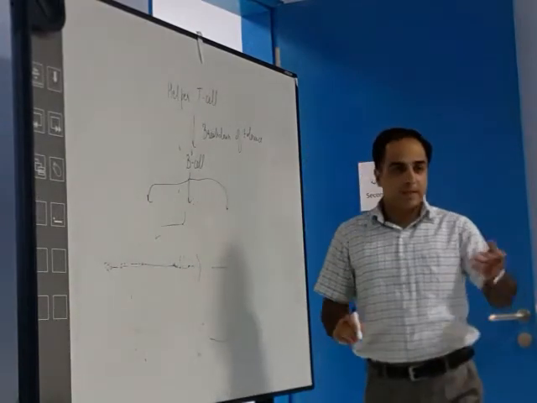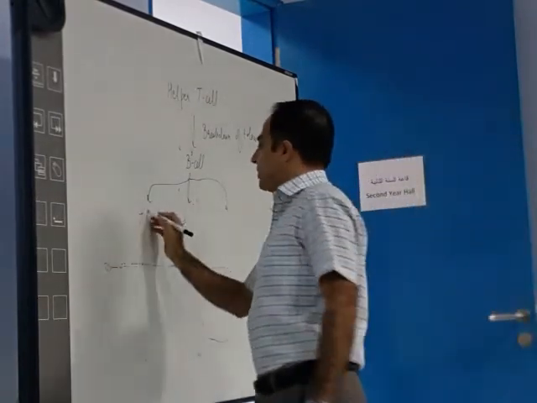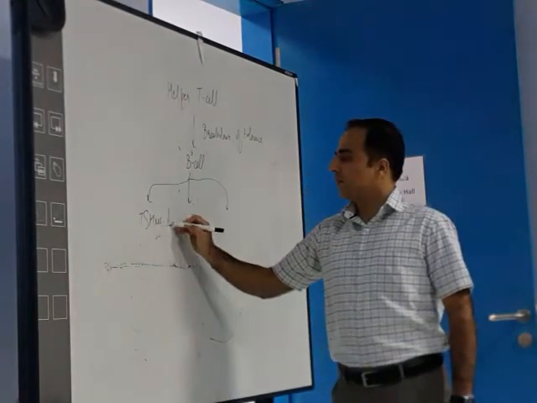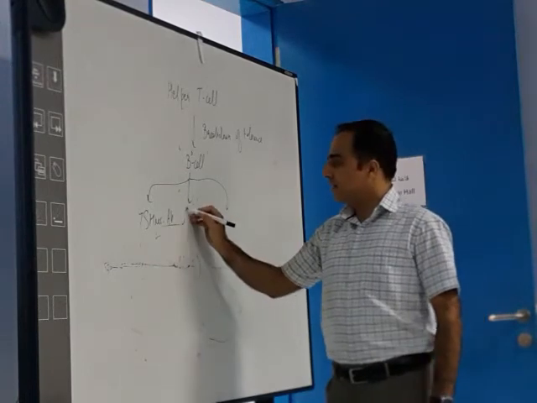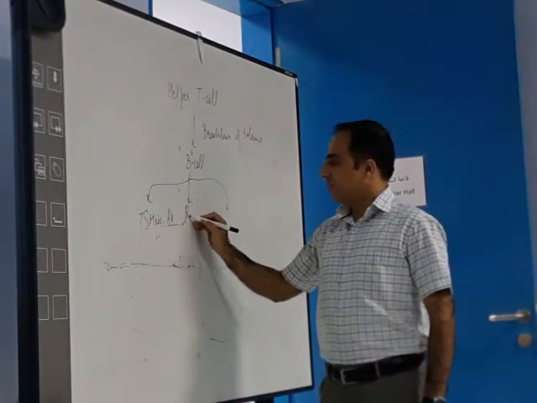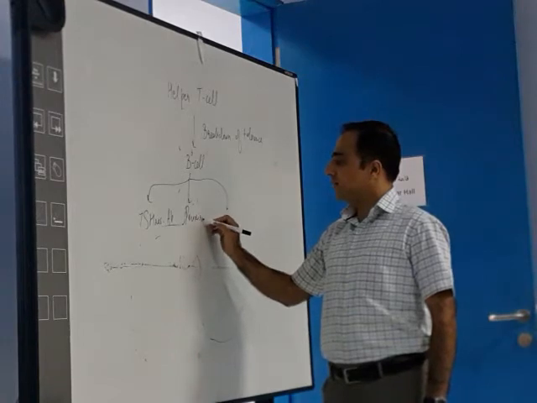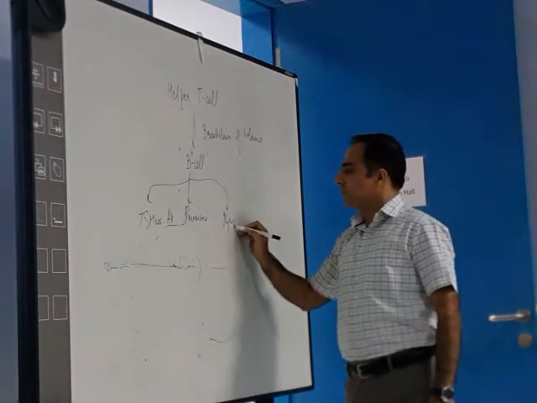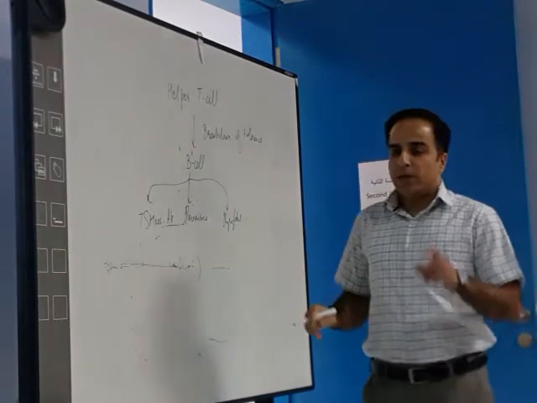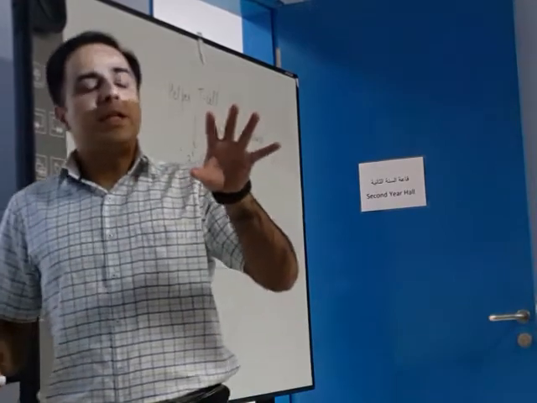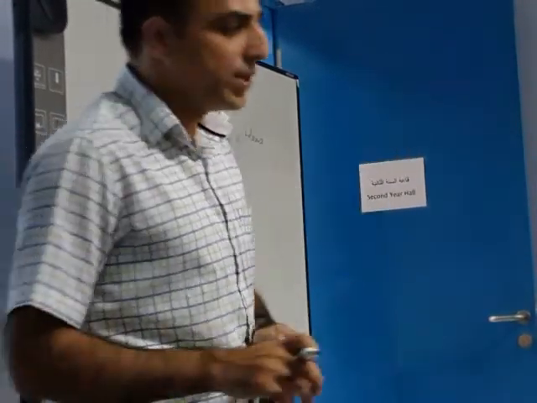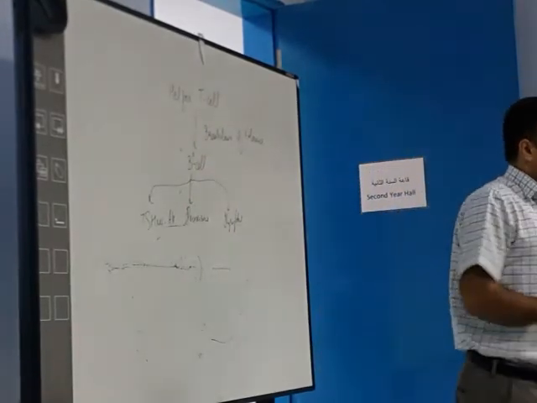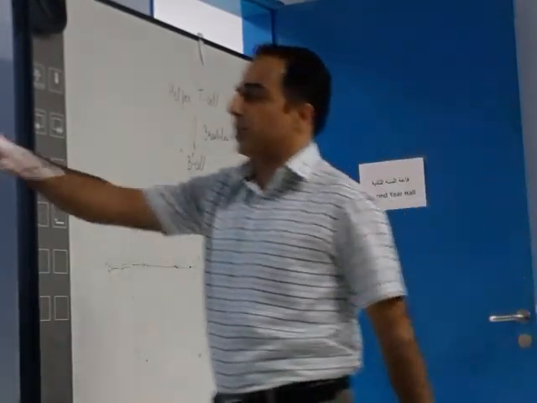Three types of antibodies. Against the TSH receptor, against the thyroid peroxidase, and against the thyroglobulin. So it will lead to the formation of three types of antibodies. One is against the TSH receptor, another is against the thyroid peroxidase, another is against the thyroglobulin.